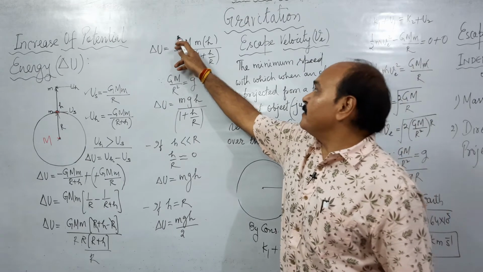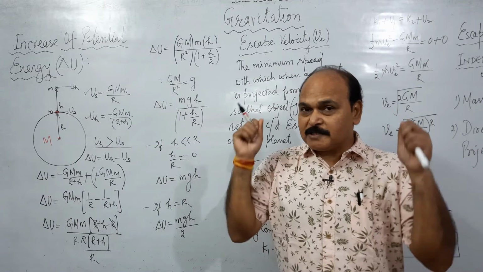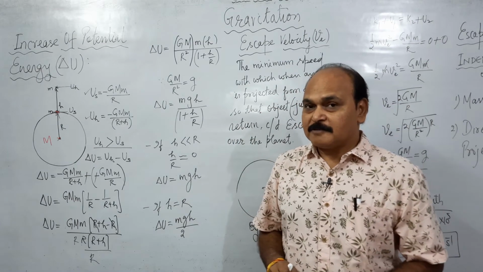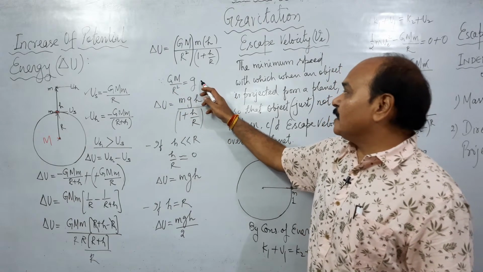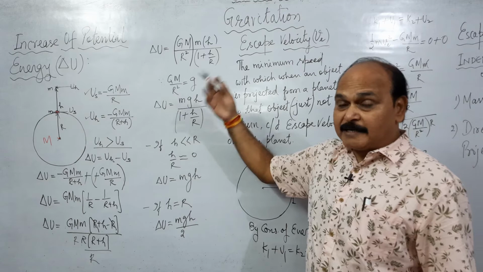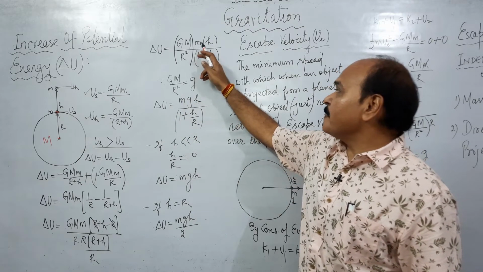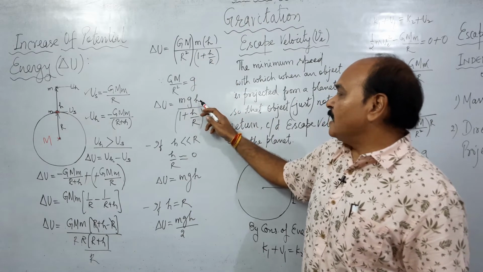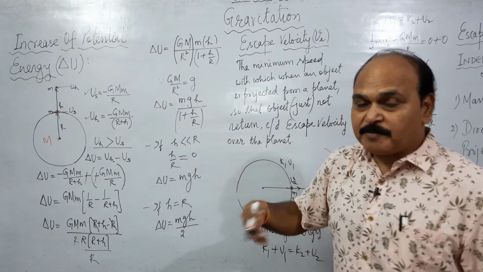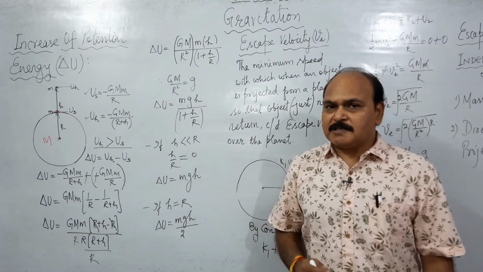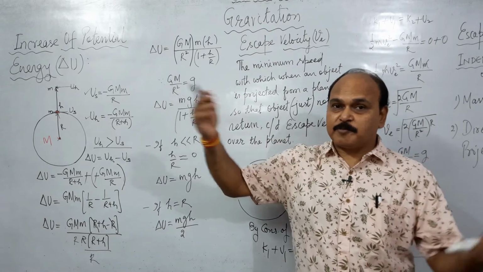And GM by R square is nothing but the acceleration due to gravity over the surface of the planet, say g. So this quantity GM by R square is the acceleration due to gravity over the surface of the planet, say planet Earth. So we can write this numerator as mgh, and the denominator is 1 plus h upon R. Children, we have been using the very popular formula of potential energy, mgh. When the object is at height h, we say its potential energy is mgh.